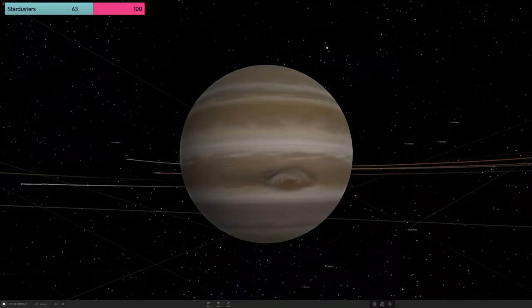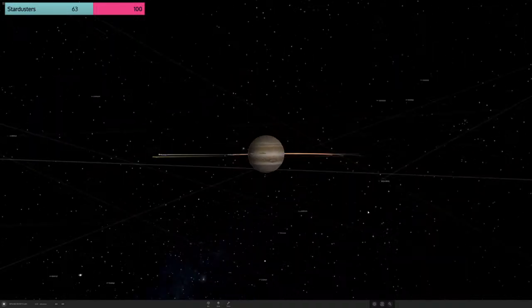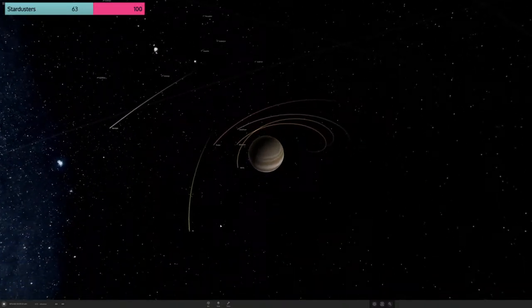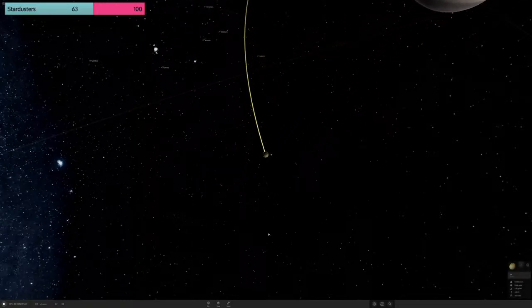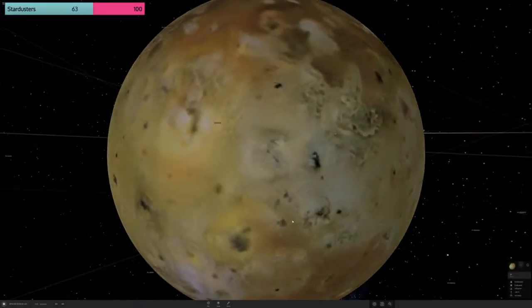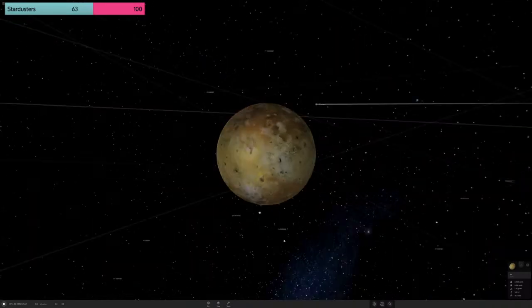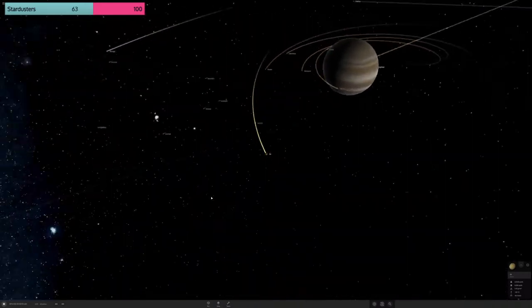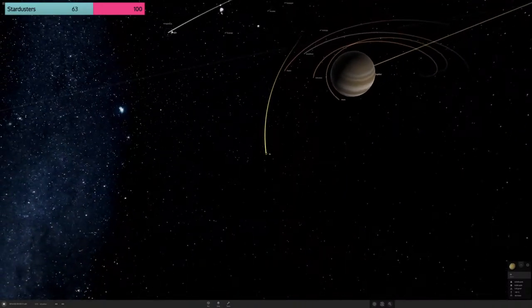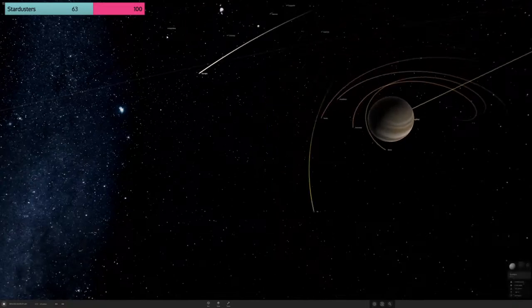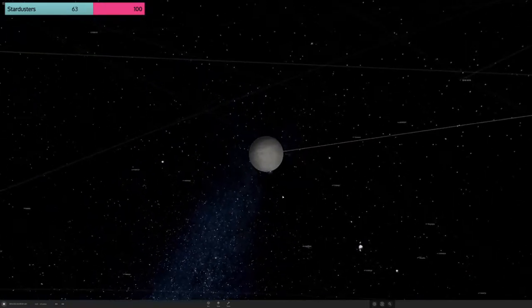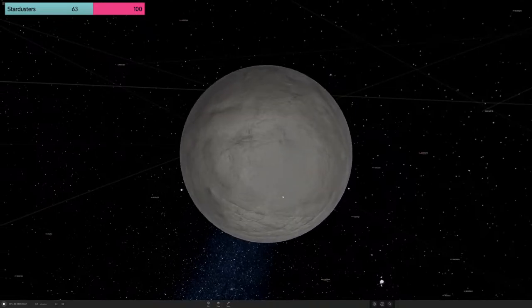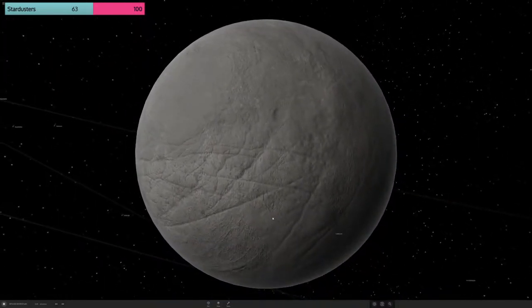There, once again, is the Great Red Spot. Let's see, can we zoom in on Io and Europa and all them, or are we kind of stuck here? There's Io, which I talked about earlier. There's the volcanic moon. Europa is really the one I wanted to talk about, though, because Europa is really pretty. It's also got these weird cracks along its surface. There we go.